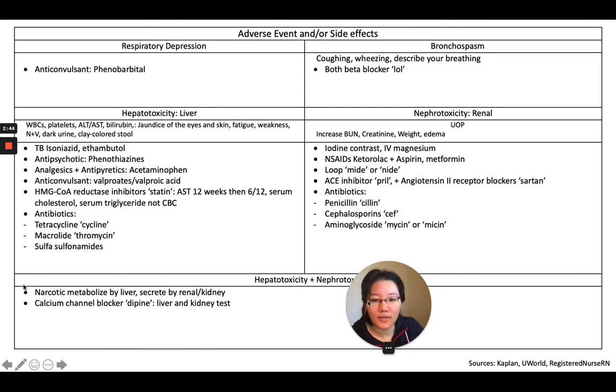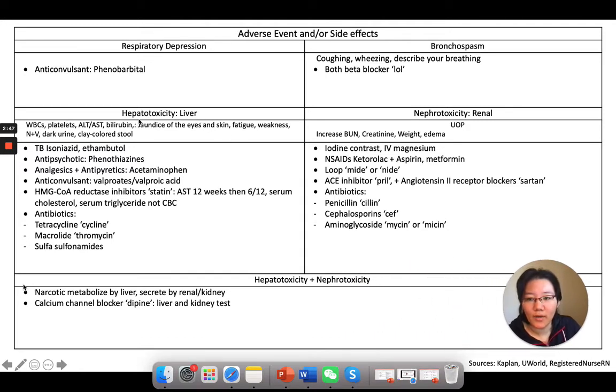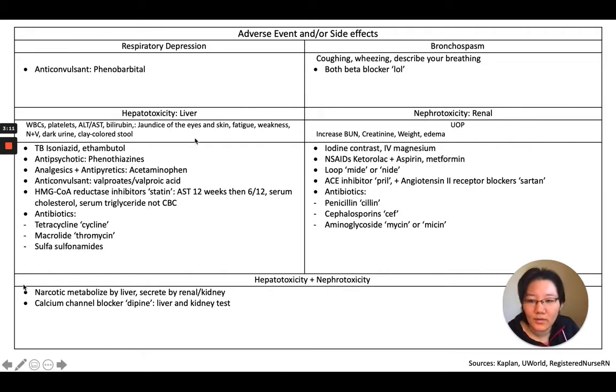Next, I want to talk about liver function and renal function, because sometimes I get confused. I was like, which medications are processed by the liver or processed by the renal system, like elimination. So I got this one, and these two work on both, they are eliminated or secreted by both.